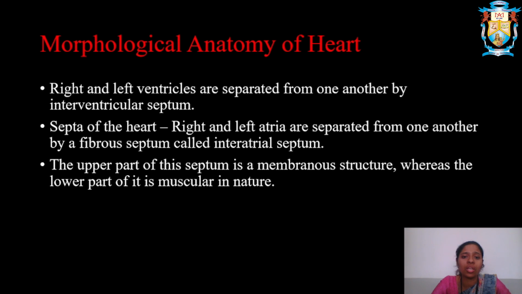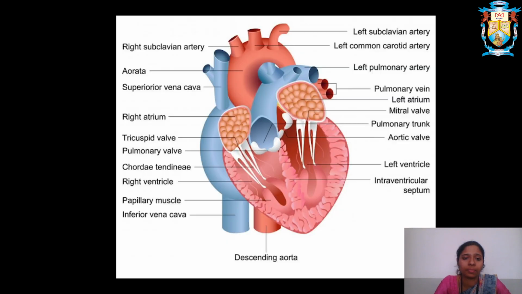So this is a division, a small muscular part that is present for the ventricles and the atria to be separated, so that the blood is not mixed and the blood flow is in a regular fashion. The upper part of this septum is a membranous structure, whereas the lower part is muscular in nature, since the ventricles are muscular and the atrium is a thin layer, a low pressure chamber. Hence the septum there will also be thin layered.